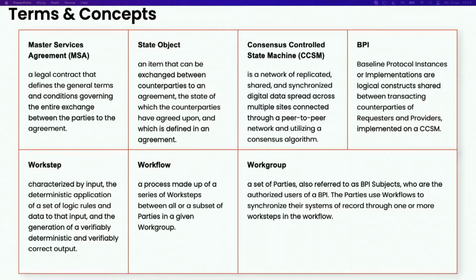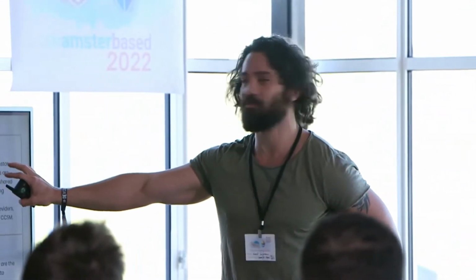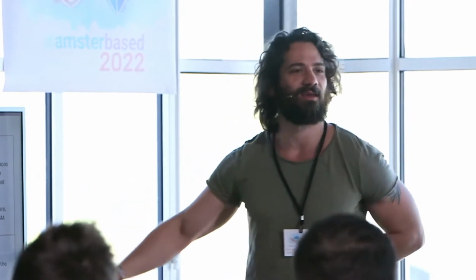So really, for us, these are logical constructs. They're shared between transacting counterparties of, let's say, requesters and providers, and implemented on the CCSM. So I think it's difficult, unless you've been part of baseline for a while, to really wrap your head around what this baseline protocol instance is, and where does it exist. Out in the ether, online, off-chain, on-chain? We're going to discuss that a little bit. But for a lot of the diagrams, we're just going to assume this thing has been implemented properly and try to see the overall flow, okay?